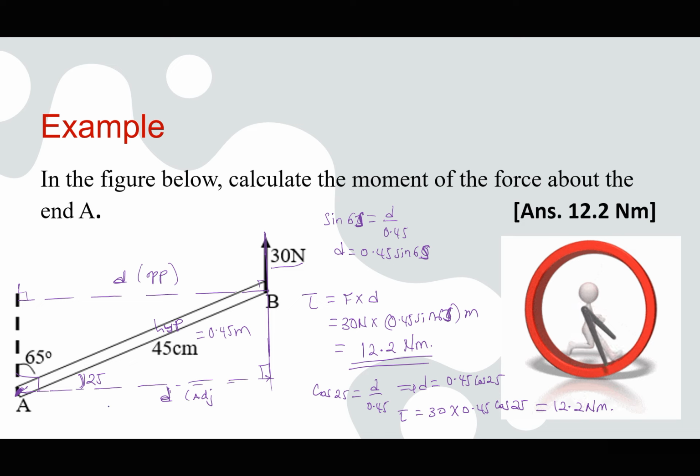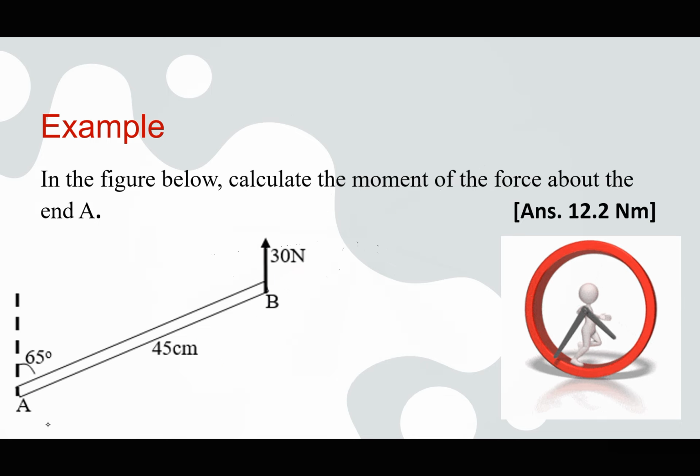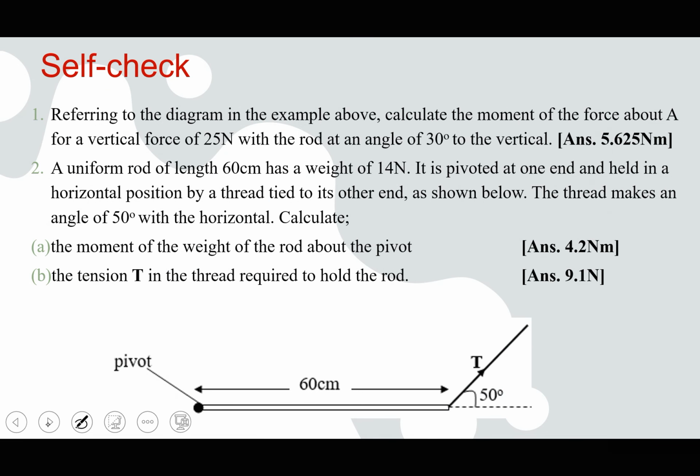Okay, so having understood how to find moments, I can give you a simple self-check. You can always pause the video and try to see if you can solve such questions, but I will always give you a hint. Referring to the diagram in the example above, calculate the moment of the force about A for a vertical force of 25 newtons with a rod at an angle of 30 degrees to the vertical.